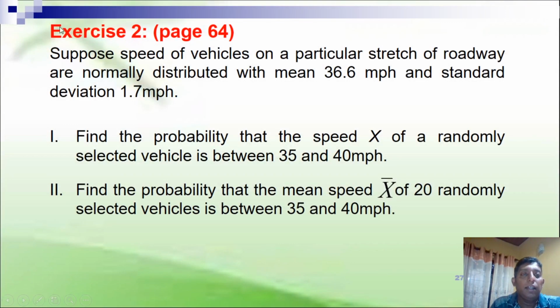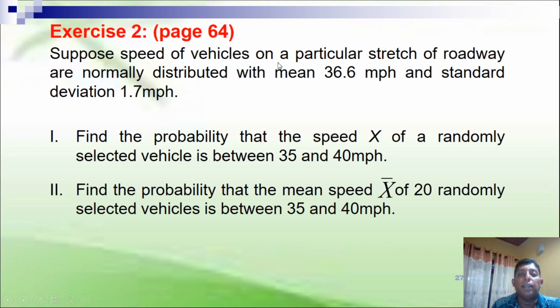The second exercise: suppose the speed of vehicles on a particular stretch of roadway is normally distributed, with mean 36.6 miles per hour (mph) and standard deviation 1.7 mph. Now see the measurements given here.